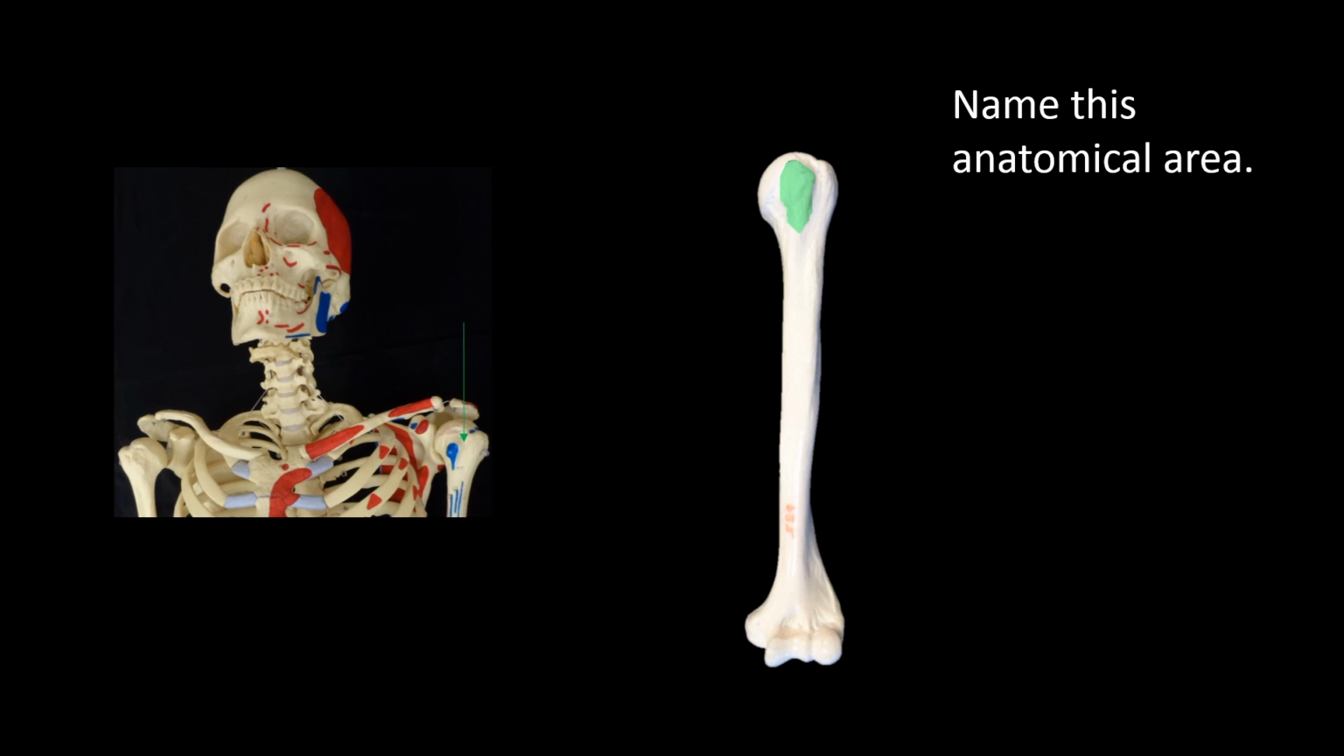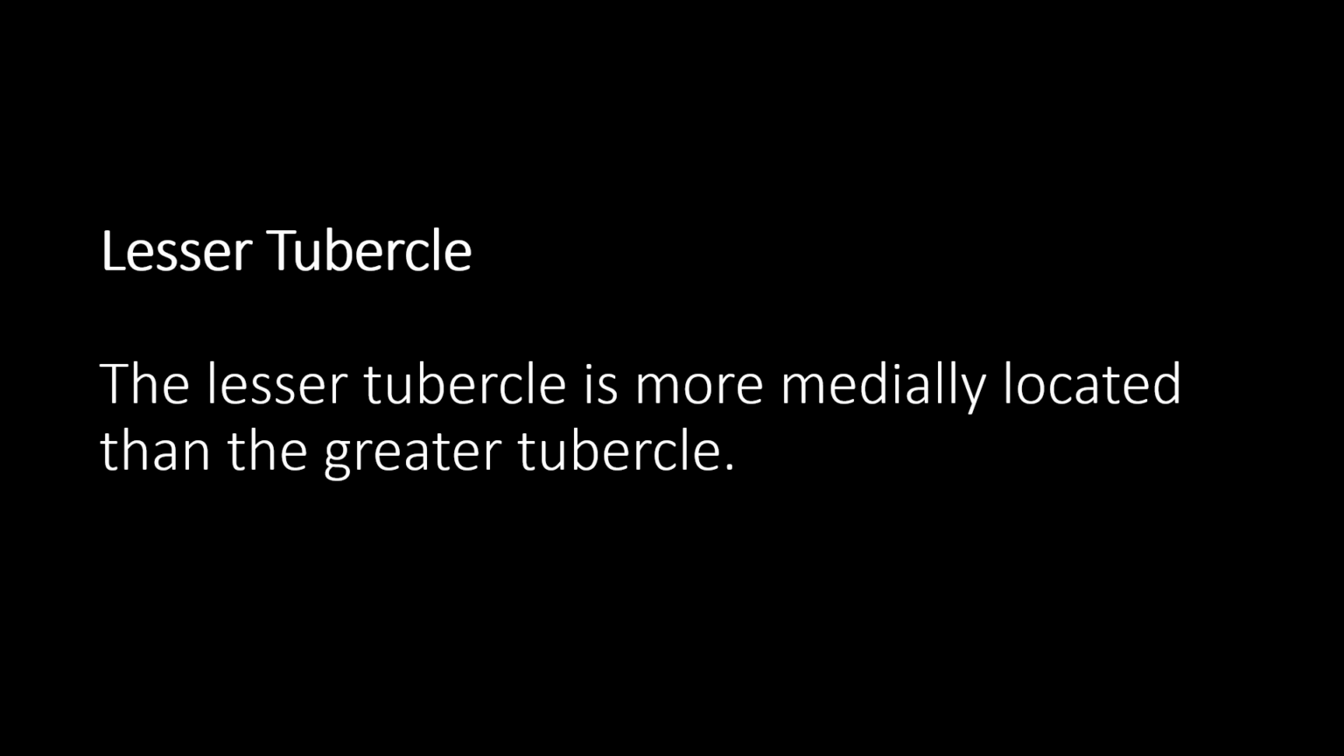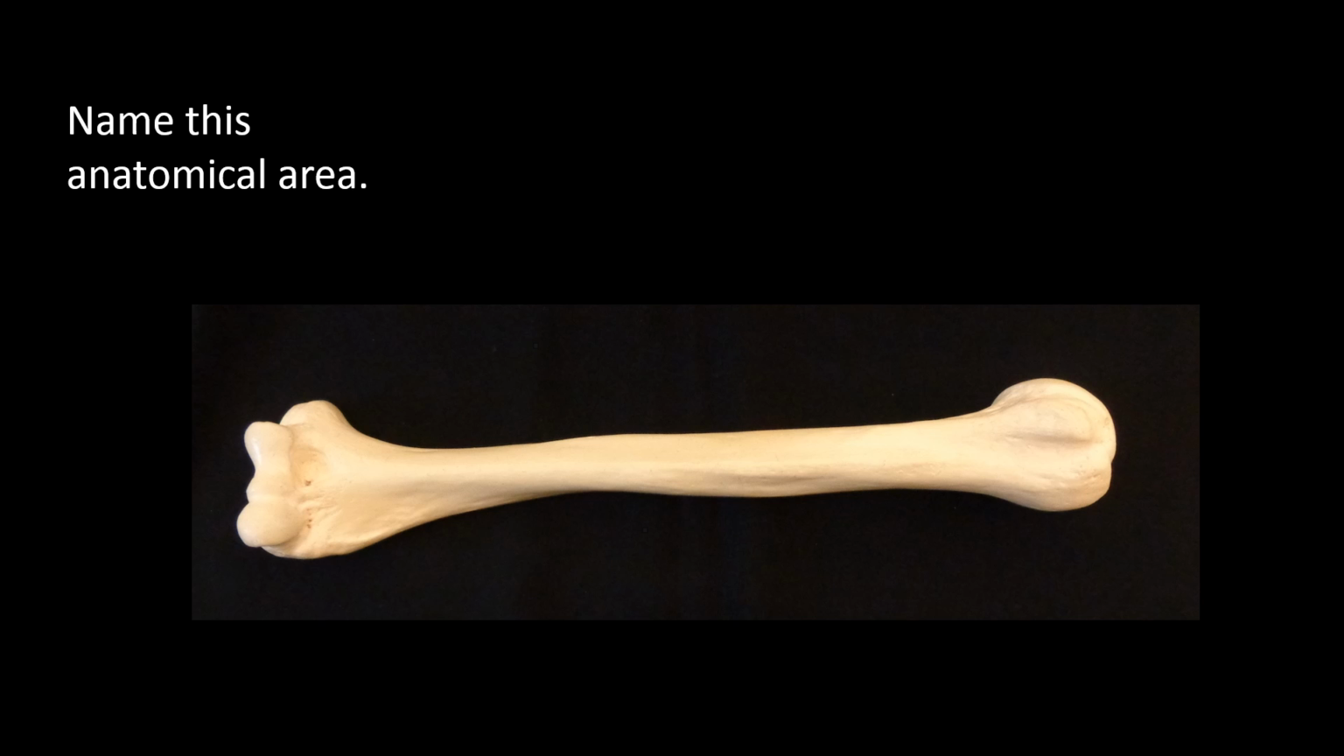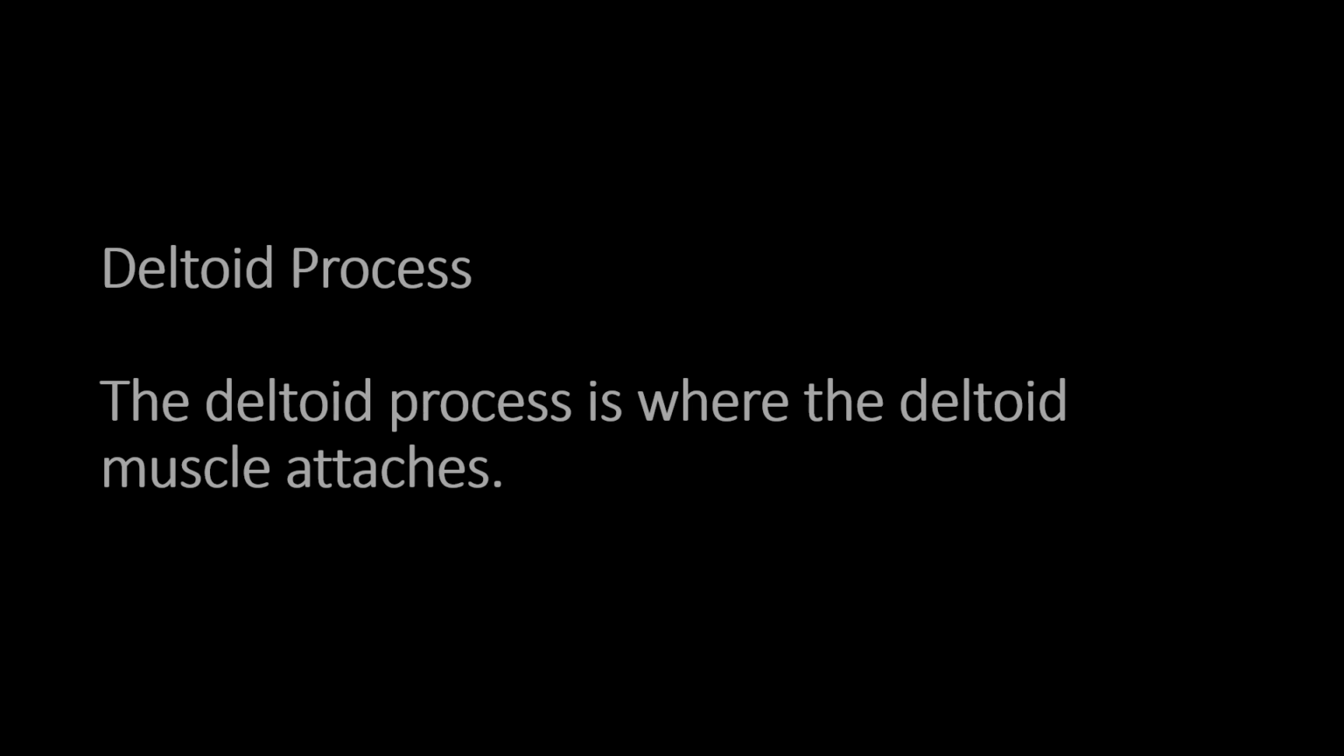Name this anatomical area. Lesser tubercle. The lesser tubercle is more medially located than the greater tubercle. Name this anatomical area. Deltoid process. The deltoid process is where the deltoid muscle attaches.